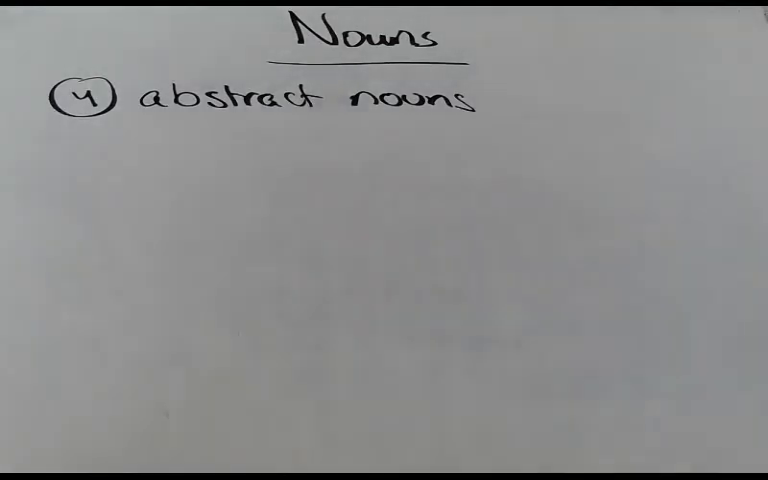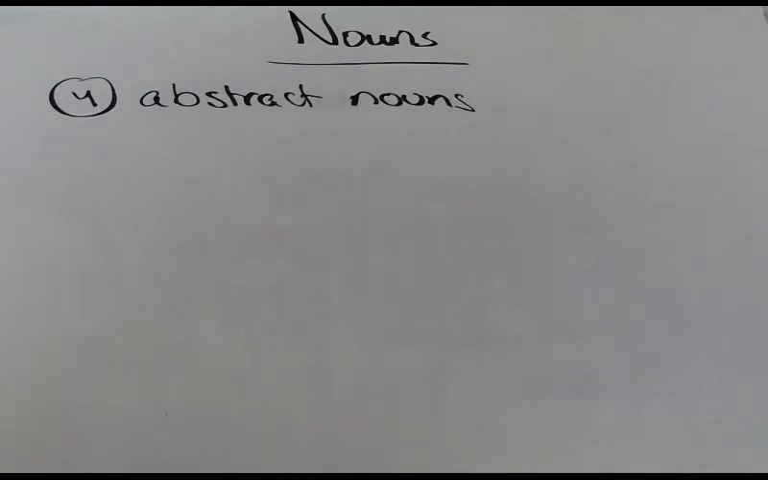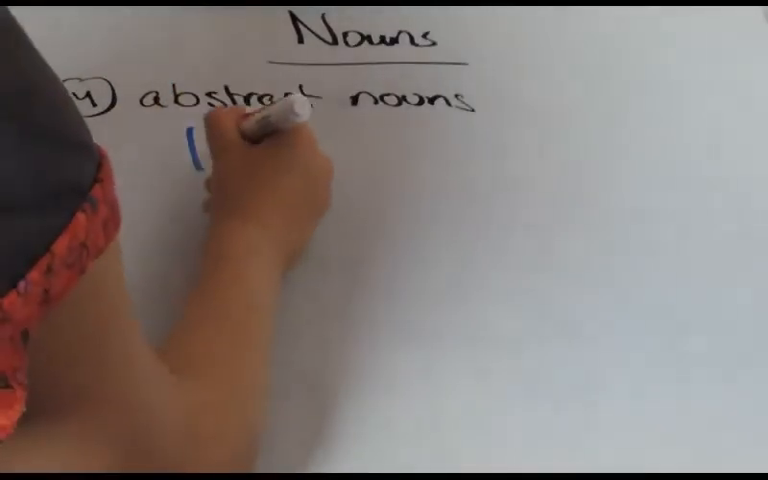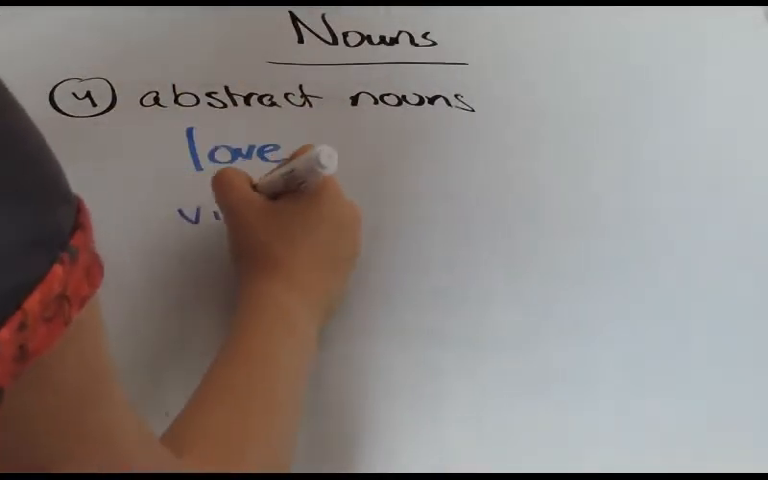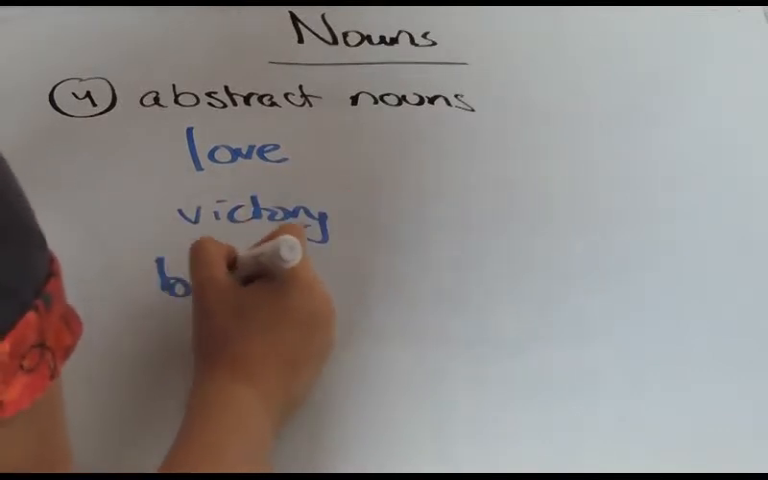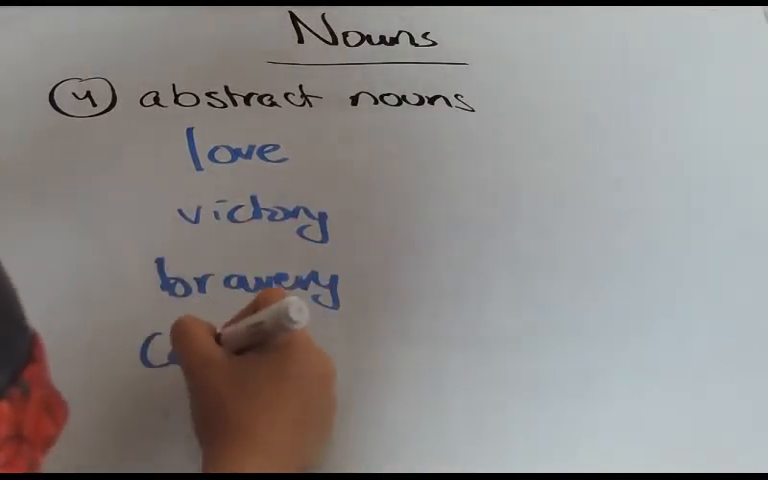An abstract noun is a word that names an idea, a feeling, a quality, or a characteristic. So abstract nouns are exactly the opposite of concrete nouns, meaning they cannot be perceived by any of the senses. Abstract nouns cannot be tasted, cannot be seen, smelled, touched, or heard. Examples: love, victory, bravery, confusion.